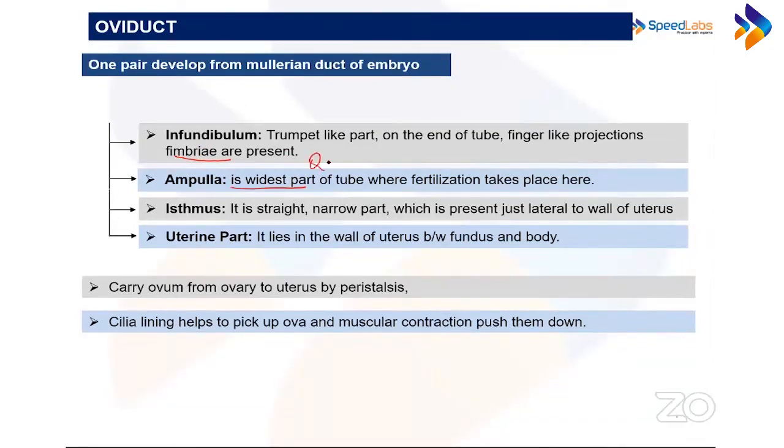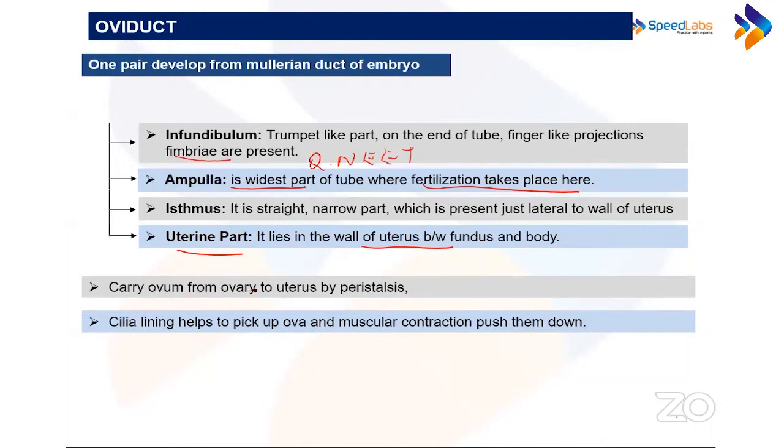So you do get questions from here. This is the widest part where fertilization takes place. This is the site of fertilization. This is the place where fertilization in human beings takes place. Then you have the isthmus, which is the straight, narrow part, just lateral to the walls of the uterus. And then you have the uterine part, the part which lies in the wall of the uterus. Fundus is a part of the uterus. So the part which enters the uterus after the isthmus is the uterine part.